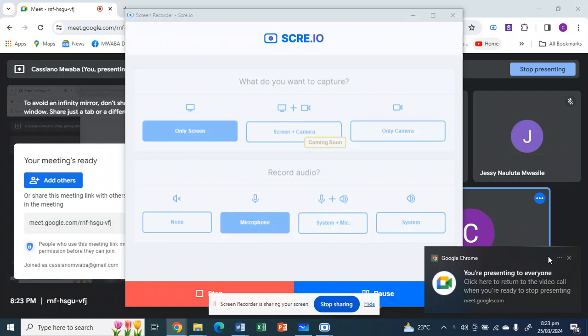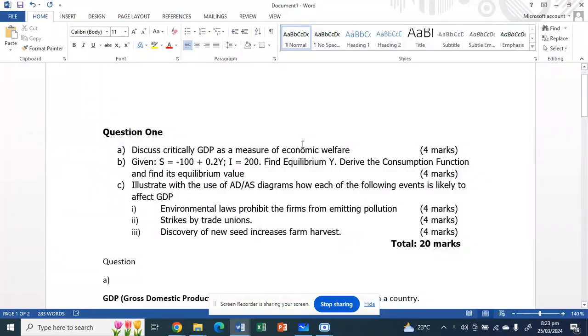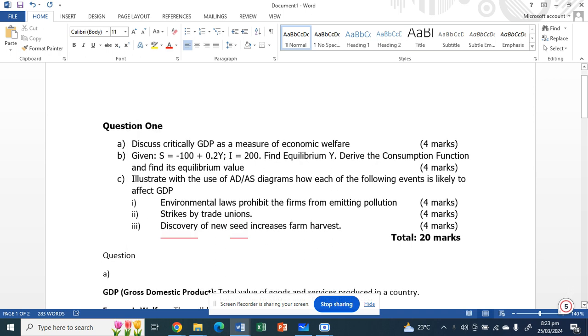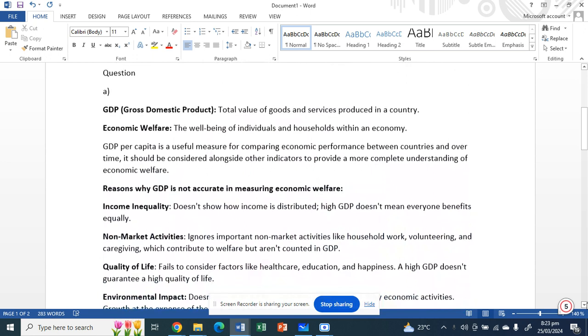Okay, we're looking at this question here in macroeconomics. The first one is: discuss critically GDP as a measure of economic welfare. So, this is how we do it.